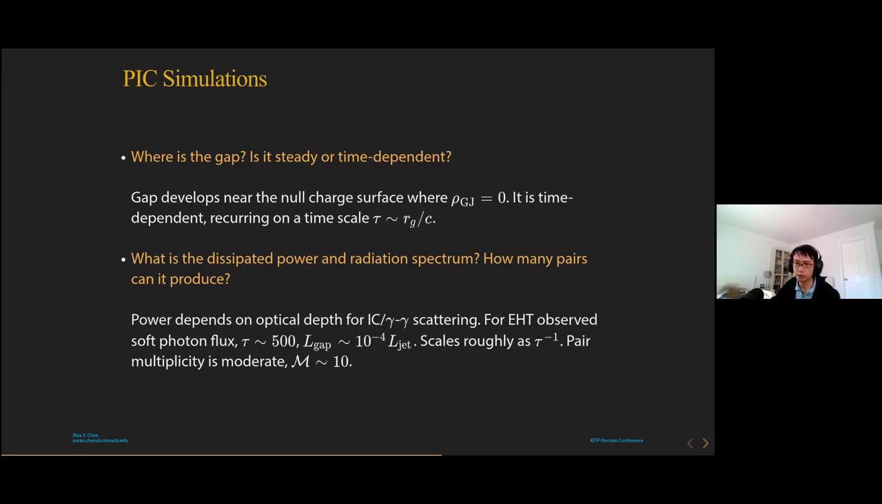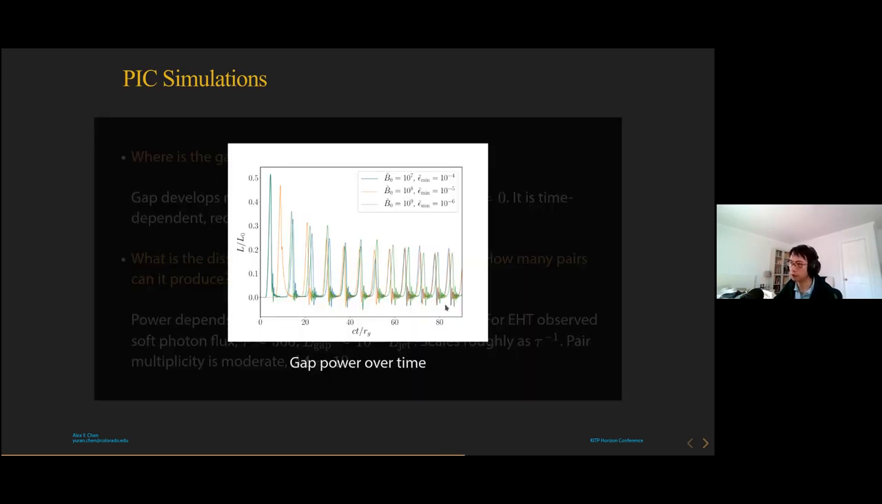So this is the gap power over time. We start with very different initial conditions. Initially these spikes are the initial conditions, but it erases the initial condition and becomes this very regularly recurring power output. This is not the light curve. This is just the gap power.